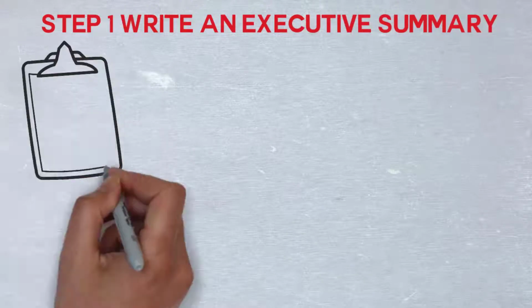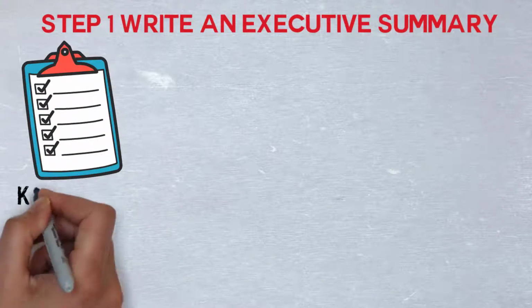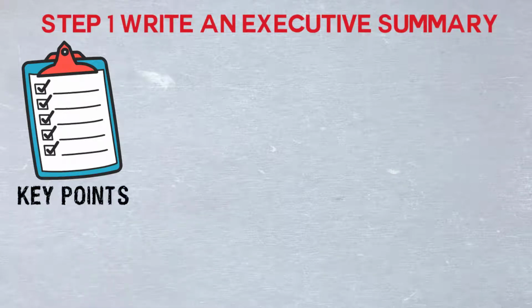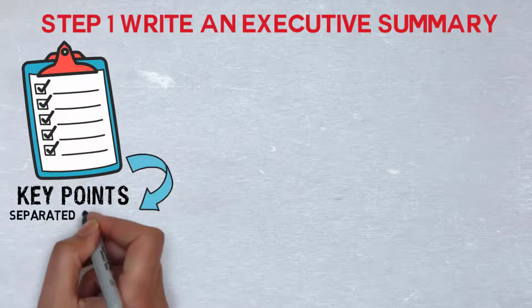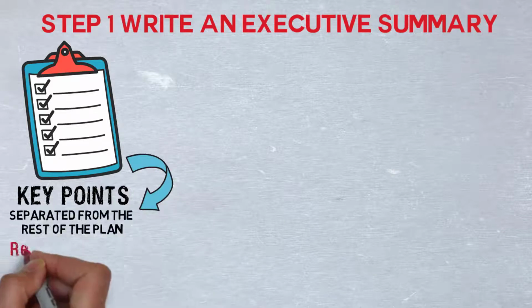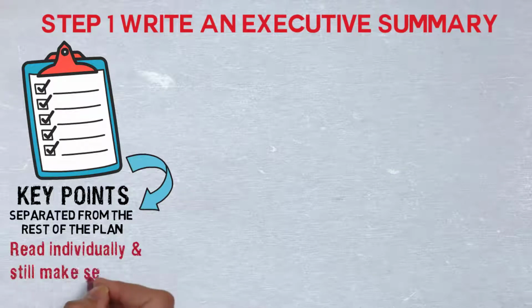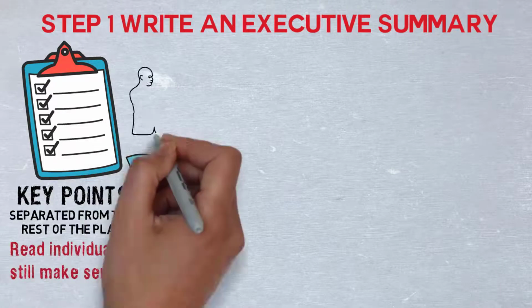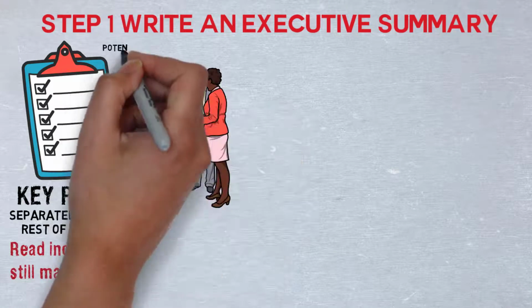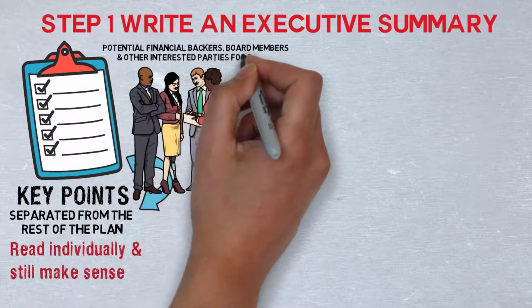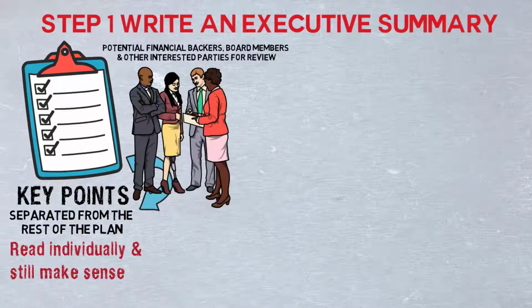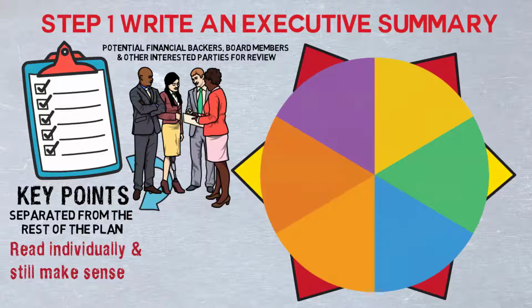Step 1. Write an executive summary. This is a brief outline of what the entire business plan includes, key points from all sectors of the business plan. Essentially, this document should be able to be separated from the rest of the plan and read individually and still make sense. This part of the plan is often given to potential financial backers, board members, and other interested parties for review.